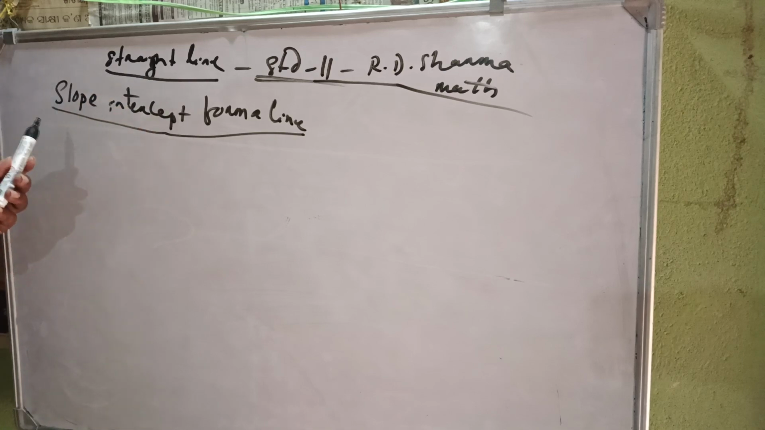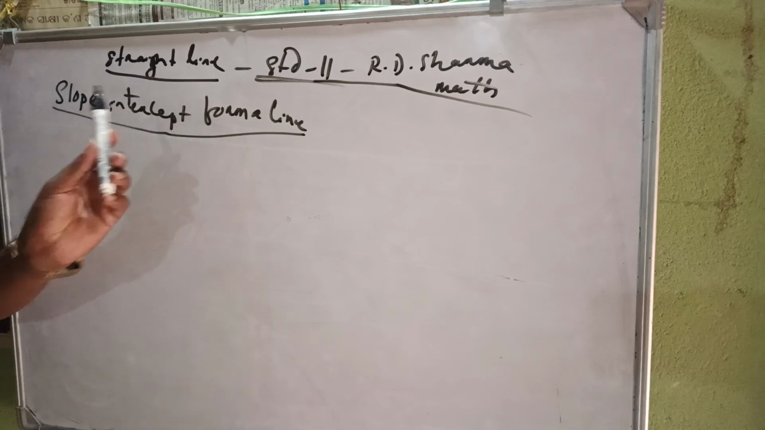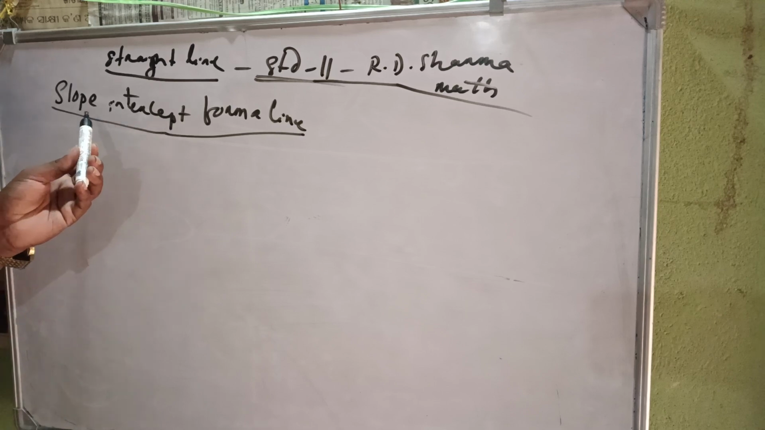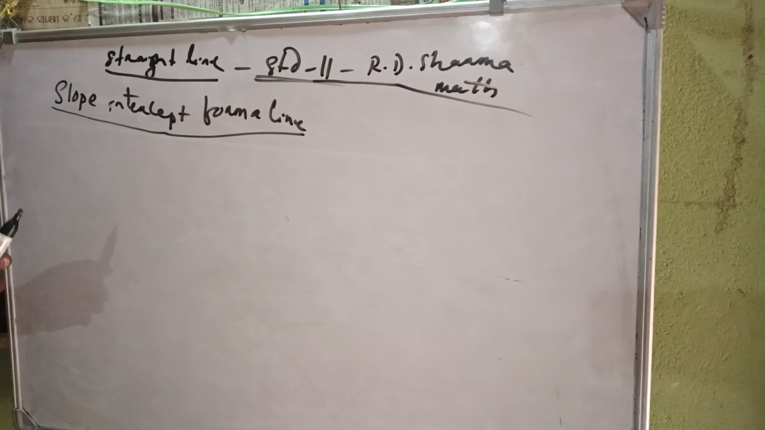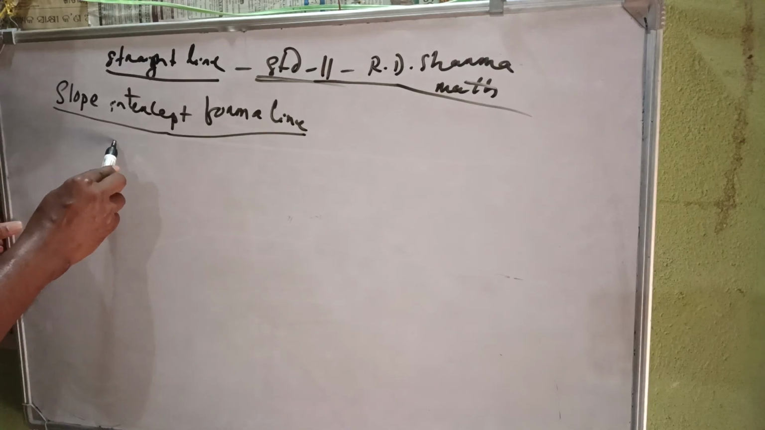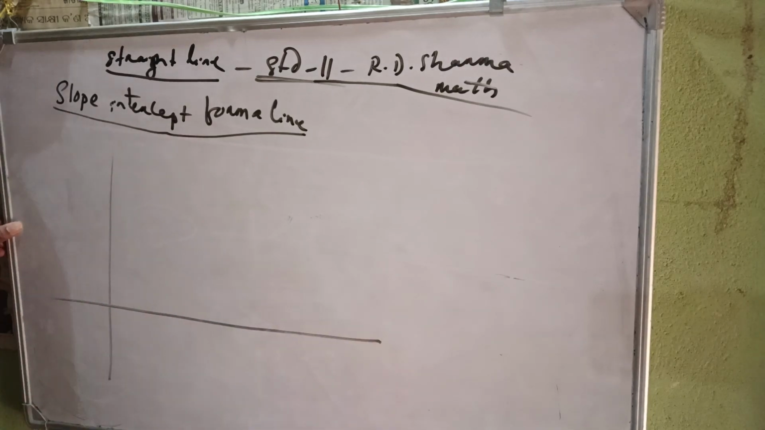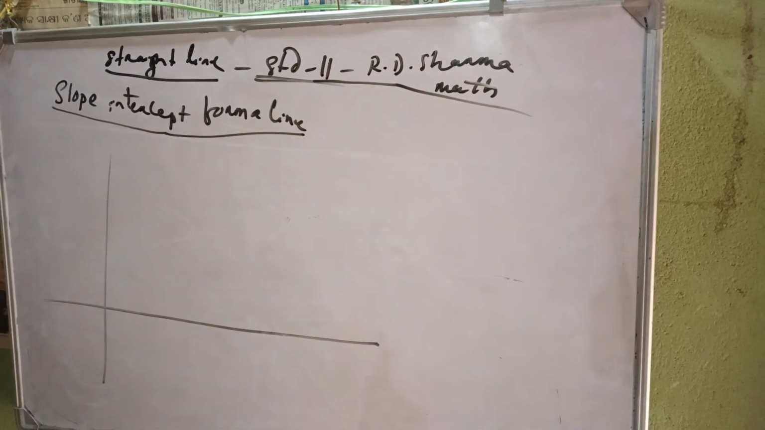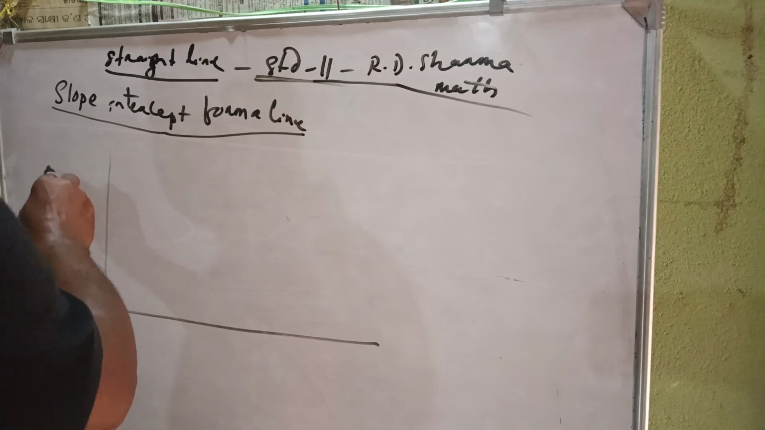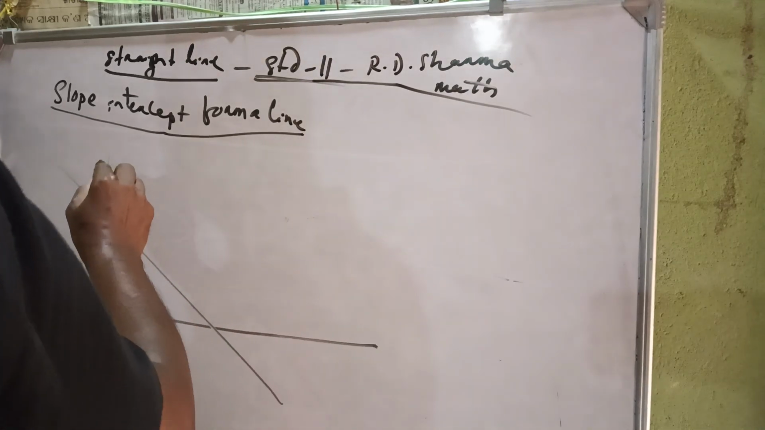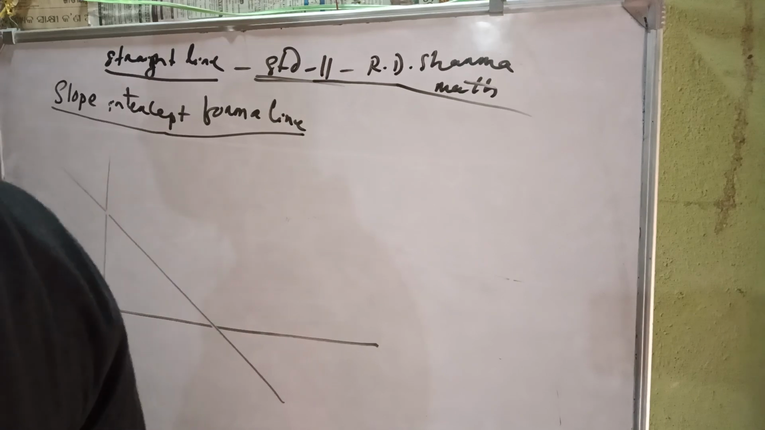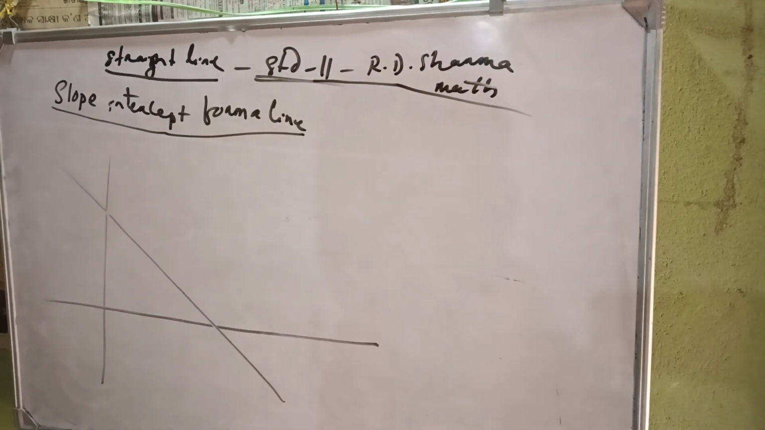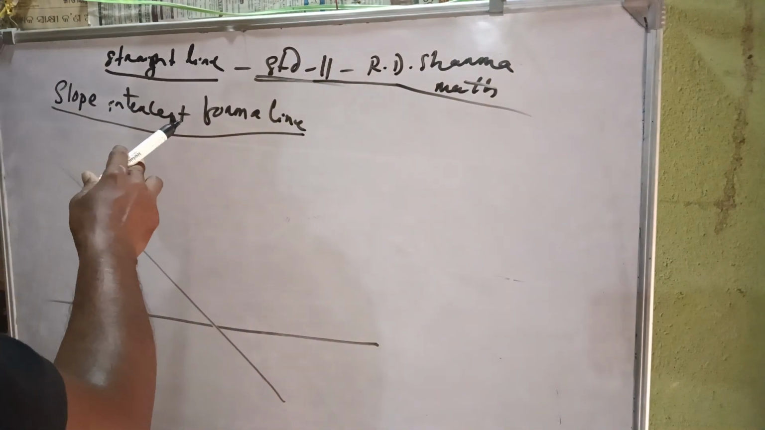The straight line has a very important concept, that is the slope intercept form of a line. What do you mean by slope intercept form of a line? That means if there is a coordinate axis, if one straight line intercepts any axis, either the y axis or the x axis, it is the intercept of the line. Always we are considering the y axis. Understood? Are you getting it? Always we are taking the slope intercept form of a line.